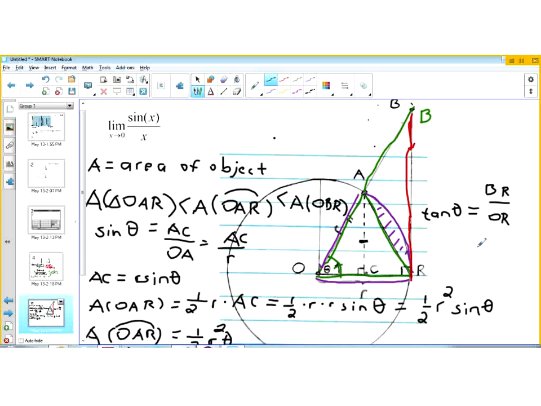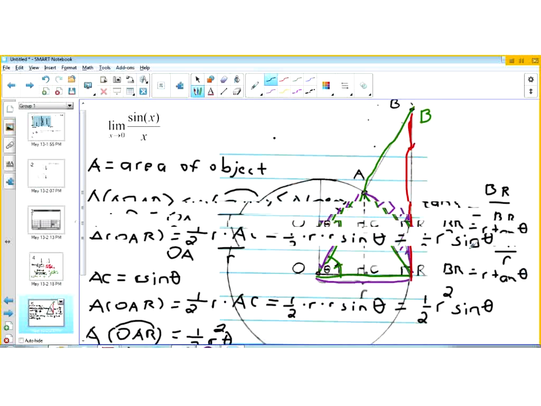Now, of course we know that OR is simply the radius of the circle. So that would be BR over R, and we know that BR is the height of triangle OBR. So the height of triangle OBR is simply BR, and that's equal to R tan theta. Okay, so you can see that from the picture. I'm hoping that you're able to recall enough trigonometry to understand these fundamental ideas.